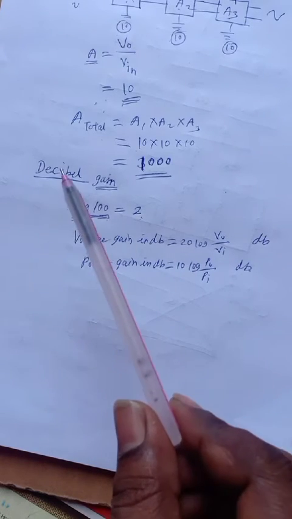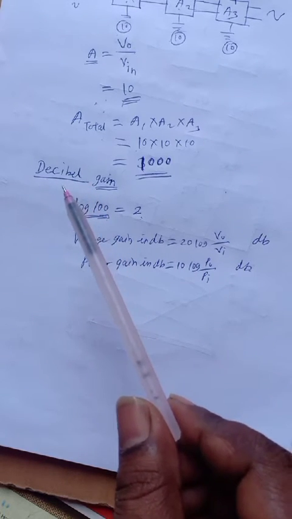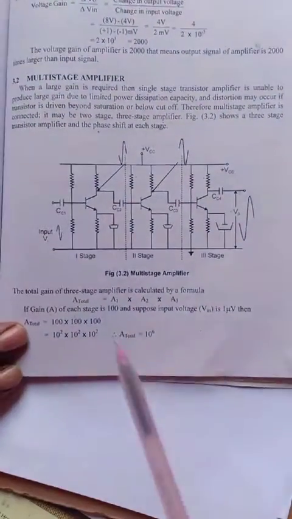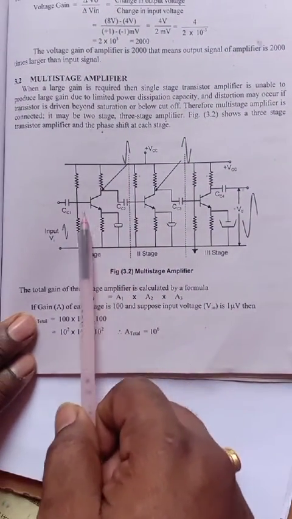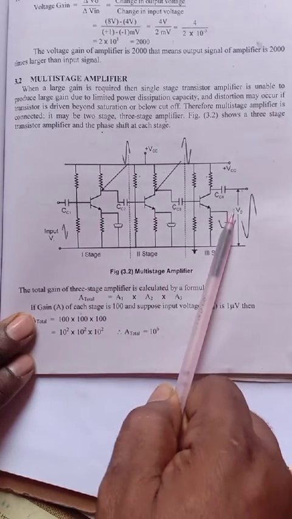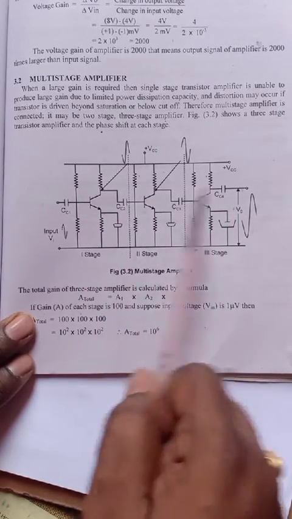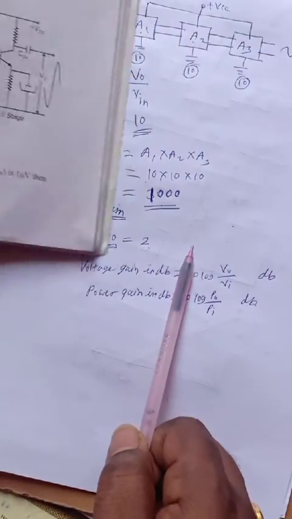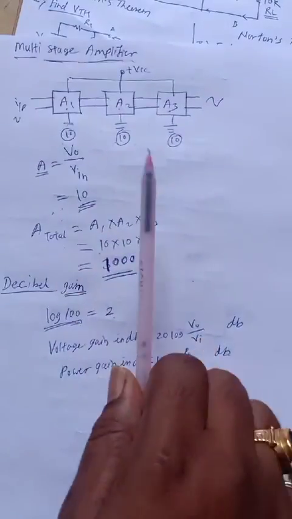So we know the multi-stage amplifier, and the advantage of the multi-stage amplifier. We know this single stage, first stage, second stage, and third stage. These are coupled to each other. That's why it is known as a multi-stage amplifier.